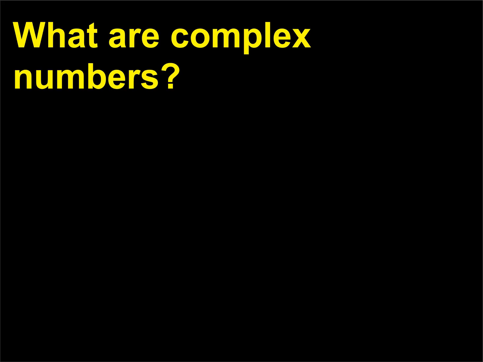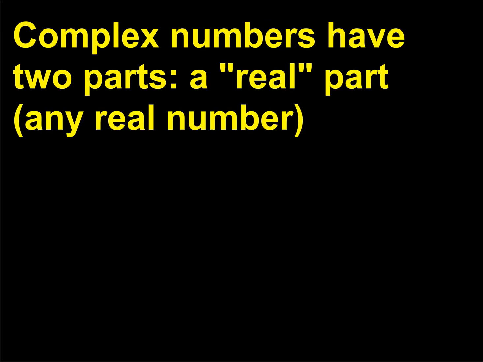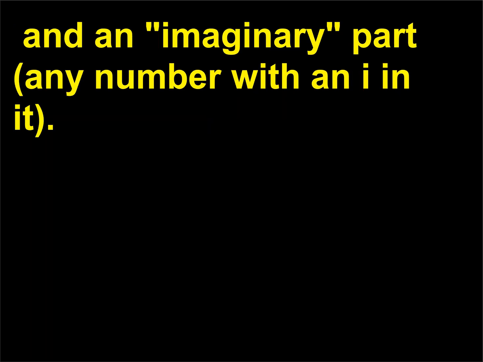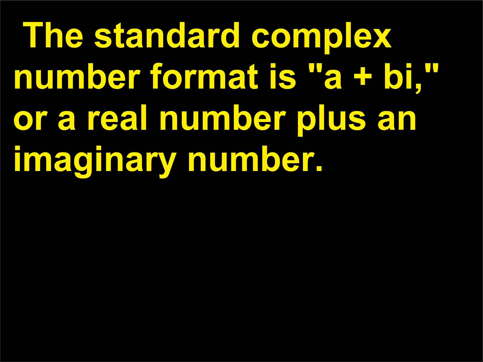What are complex numbers? Complex numbers have two parts, a real part, any real number, and an imaginary part, any number with an i in it. The standard complex number format is a + bi, or a real number plus an imaginary number.